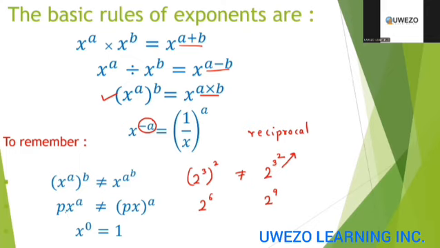Also, if we have p times x to the power a, that won't be the same as px whole to the power a. Suppose we have 2 times 10 to the power 6, that is not the same as 2 times 10 whole to the power 6, which would be 2 to the power 6 times 10 to the power 6. Also, anything to the power 0 would be equal to 1.